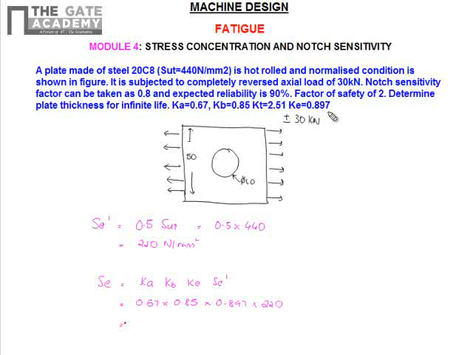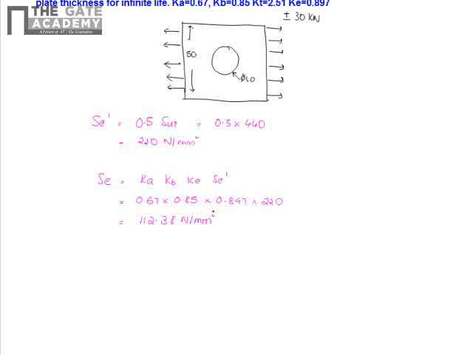So this will be the endurance limit of the body. How much will it be? 0.67 into 0.85 into 0.897 into 220, that is nothing but 112.38 Newton per mm square. This is the endurance limit of the body. Now for infinite life design, the stress in the body should be less than Se.